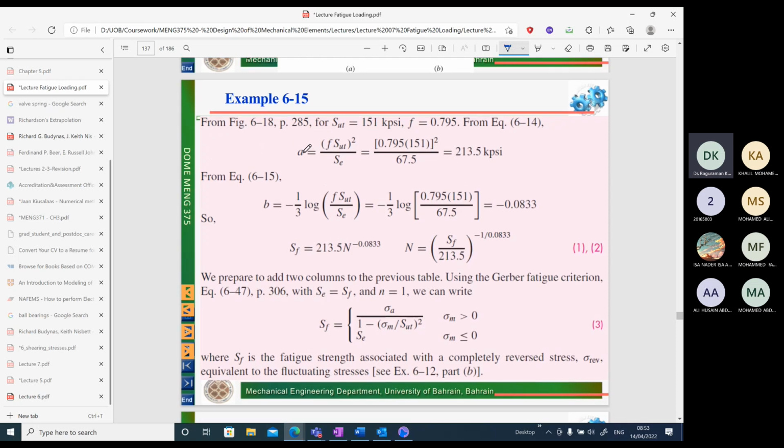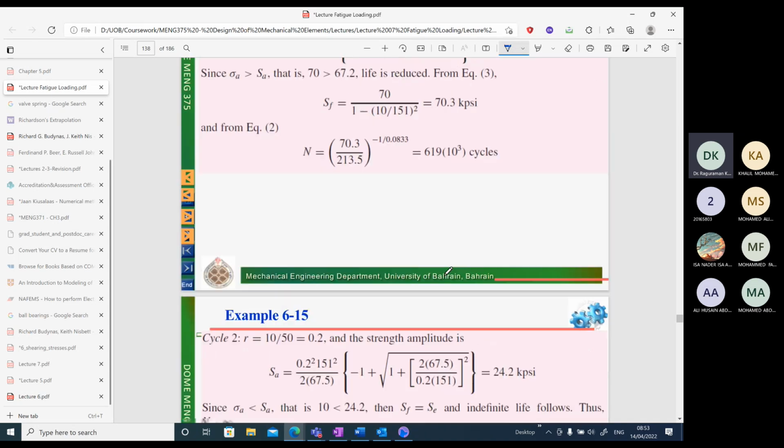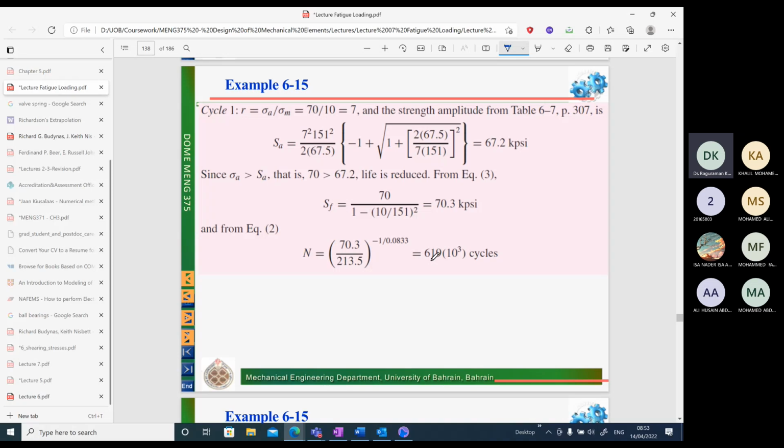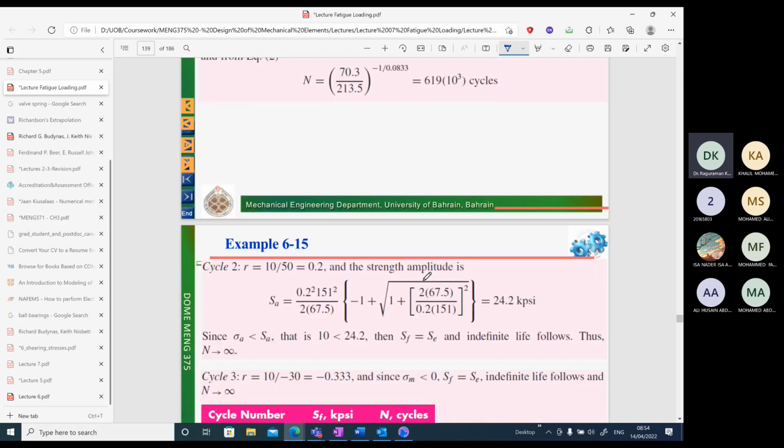Now here we have already found what the small f fatigue fraction is, and then we figured out A and B, and finally reduced the formula here to find the capital N value, the number of cycles to failure. We can use this formula directly, and they have found 619,000 cycles as the answer for cycle 1. If only cycle 1 is applied, then this is the number of cycles to failure. Okay, so let's keep this here.